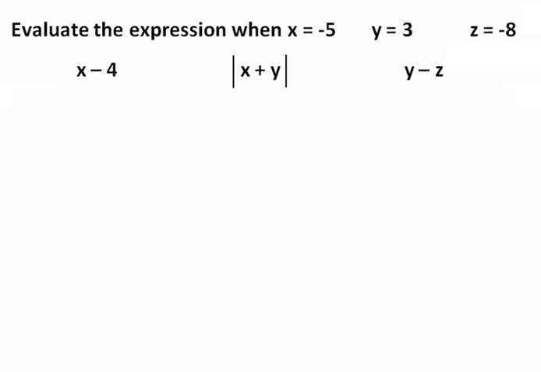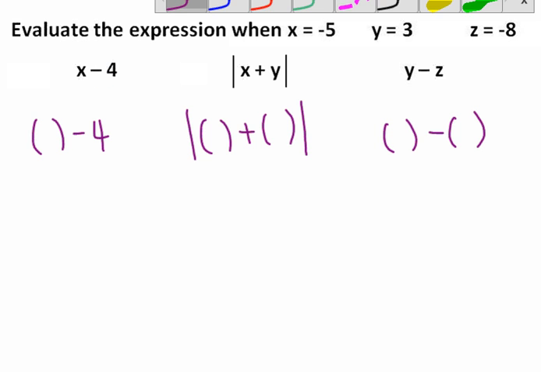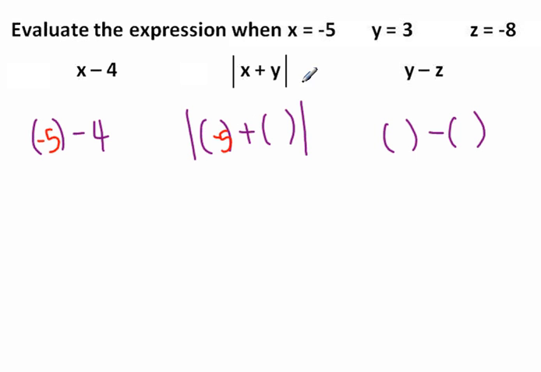You'll also be asked to evaluate expressions. Remember, when we are asked to evaluate, every time you see a variable, you're going to leave space using a bubble. Bubble is just an open set of parentheses. Now I have room to go back and fill in. Whenever I see an x, I'm filling in -5. Whenever I see a y, I'm filling in 3. And whenever I see a z, I'm filling in -8.